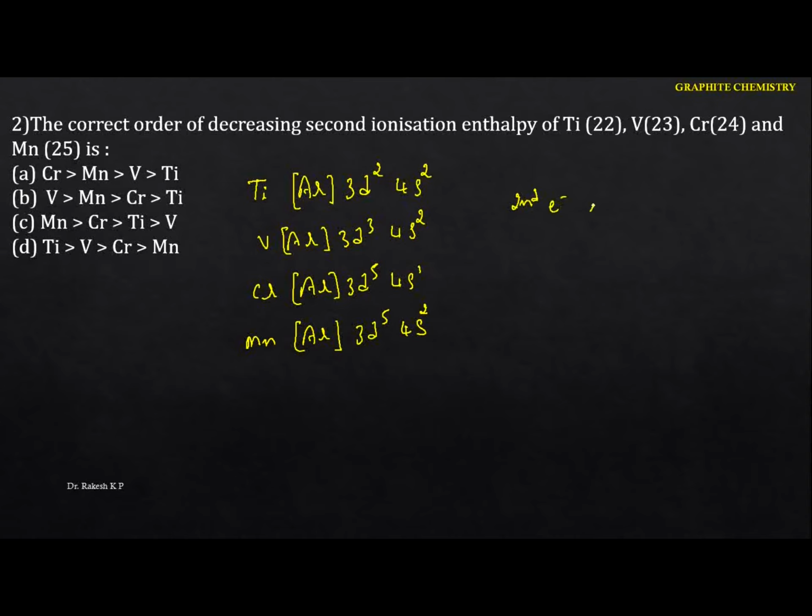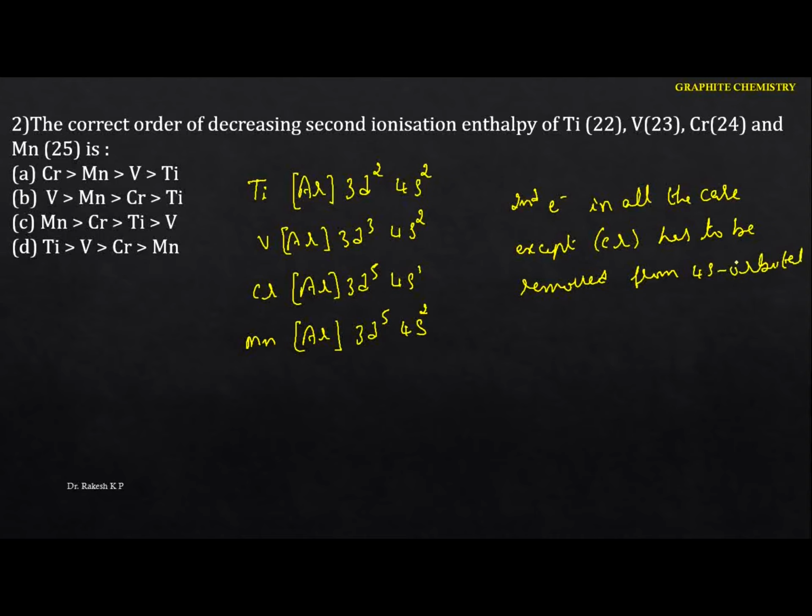In all the cases except chromium, the second electron has to be removed from the 4s orbital.